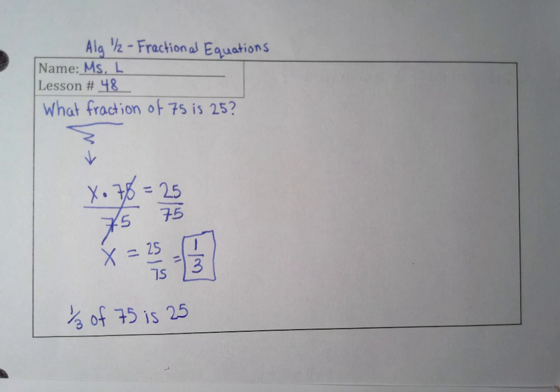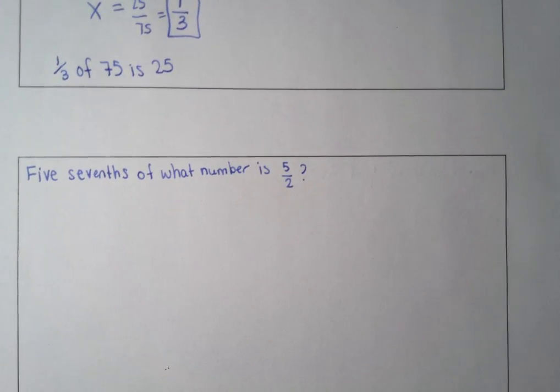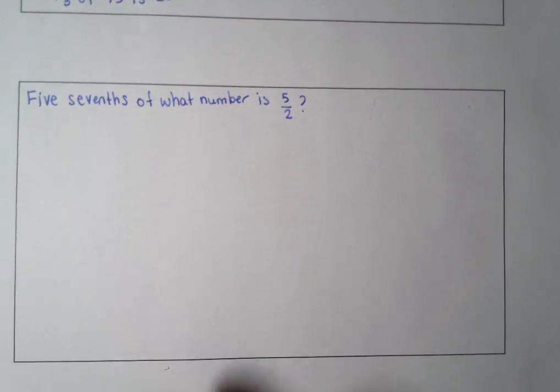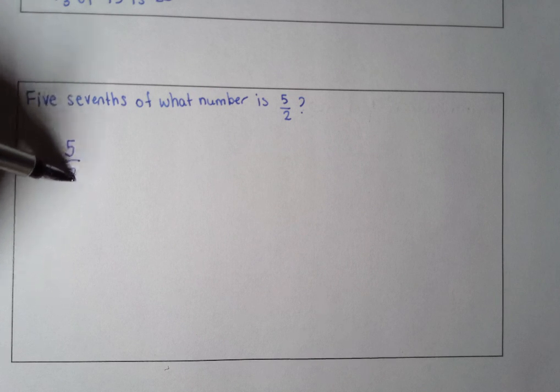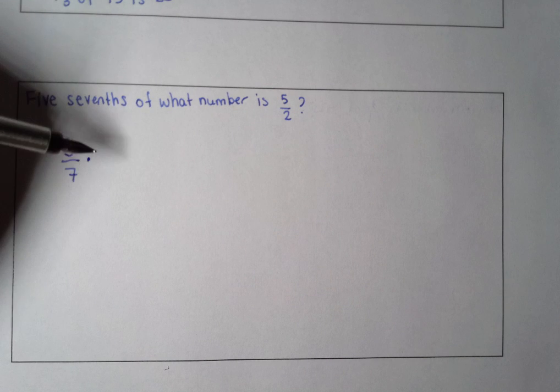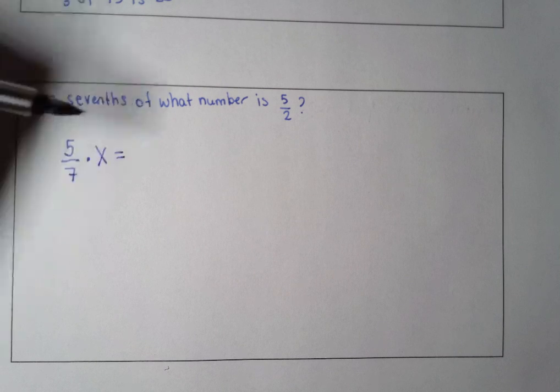So let's do another example. 5/7 of what number is 5 over 2? 5/7 of what number? So 5/7 is 5 over 7. Of is multiplying. What number? I could call it x. I could call it any letter, I just like the letter x. Is an equal sign, and then 5 over 2.